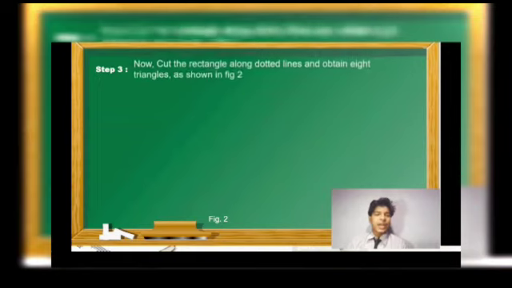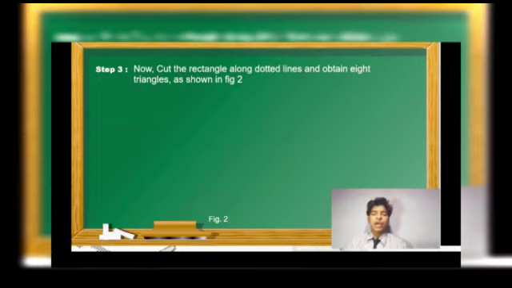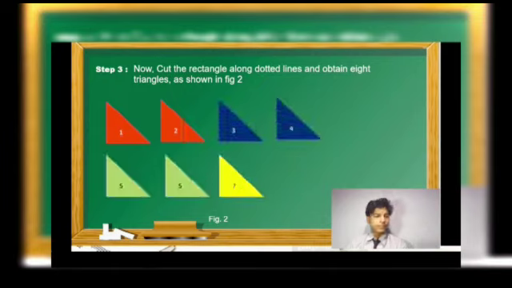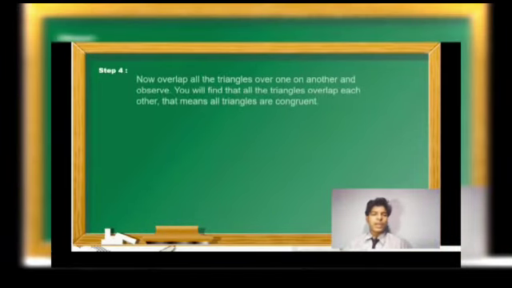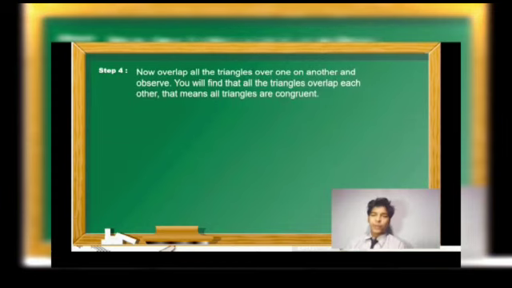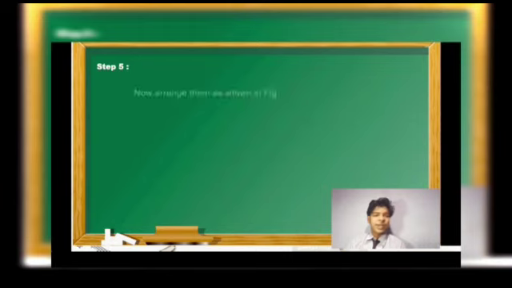Step 3. Now cut the rectangle along the dotted lines and obtain 8 triangles as shown in figure 2. Like this. Step 4. Now overlap all the triangles over one another and observe. You will find that all the triangles overlap each other. That means all triangles are congruent. Step 5. Now arrange them as shown in the figure.